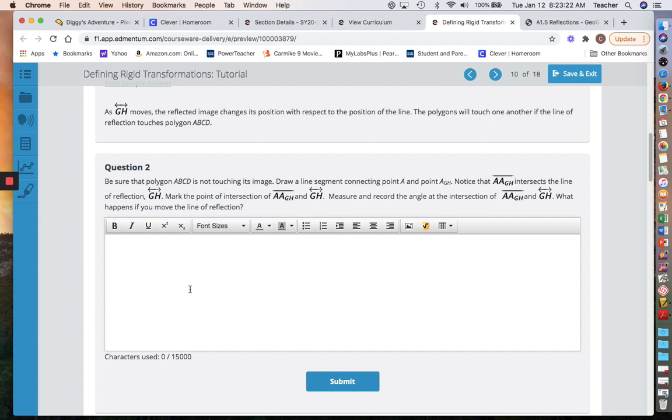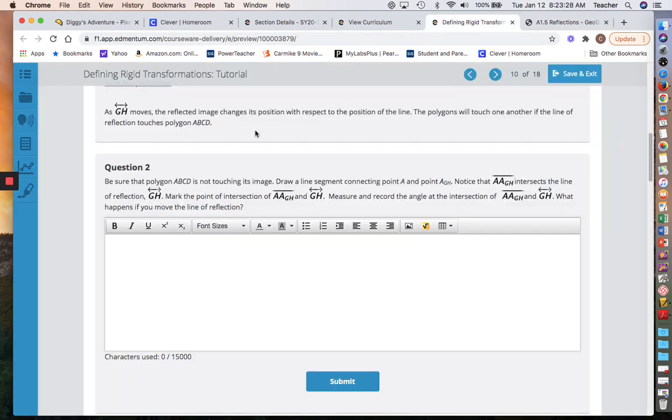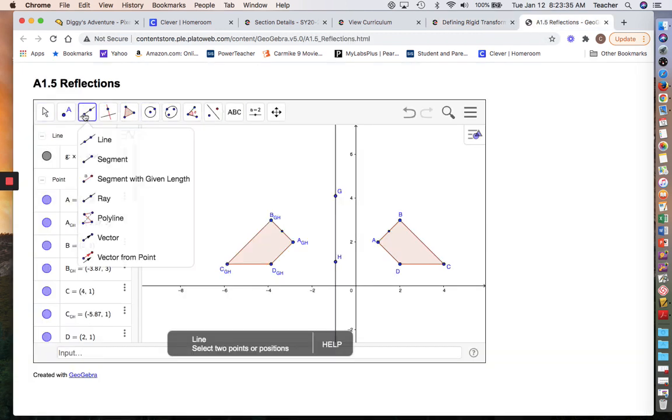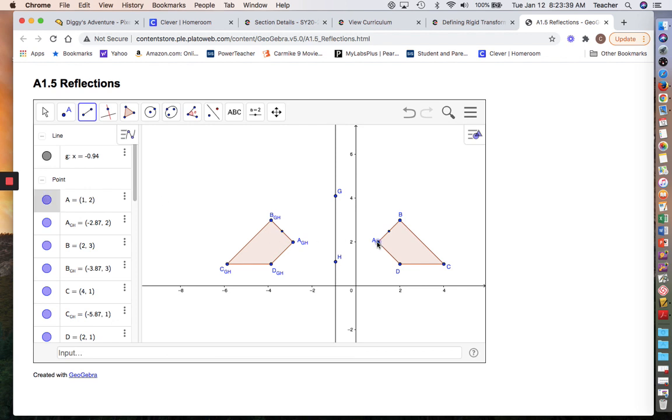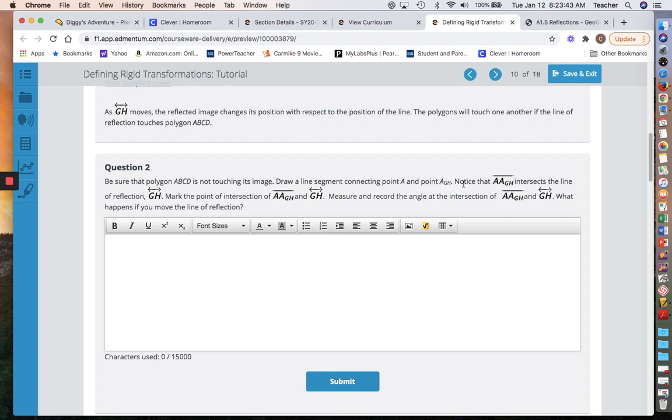Question 2. Be sure that polygon ABCD is not touching its image. Okay, did I leave it? No, I left it on my part. Good deal. Alright, draw a line segment connecting A to A prime. Alright, so they want us to draw a line segment. So I'm going to come over here to line segment and connect A to A prime. Notice that AA prime intersects the line of reflection GH.